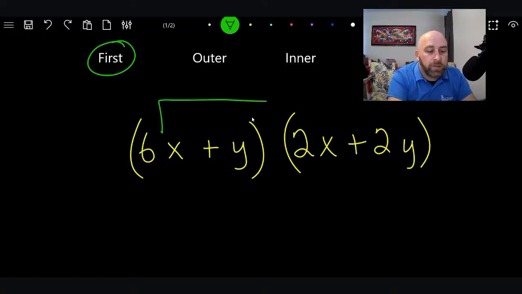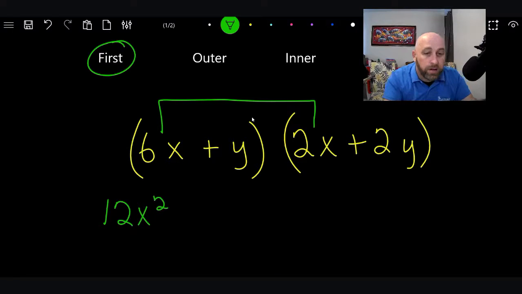And here's the way I'm going to draw it. I'm going to connect them with this little line like this. And this is how I want you to practice doing it. I'm not drawing that line on there for the fun of it. I'm drawing that line on there because I want you to connect those two and then multiply and get your answer. So, first times first, 6x times 2x is going to give us 12x squared. 6 times 2 is 12, x times x is x squared.